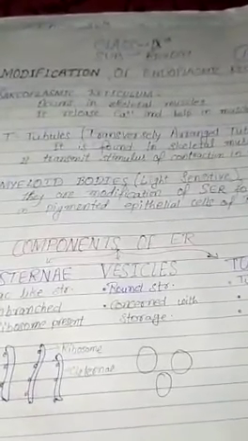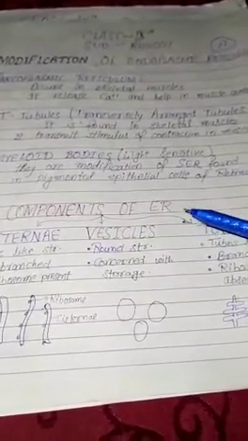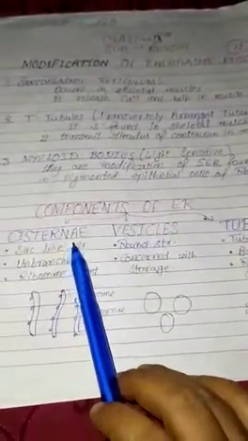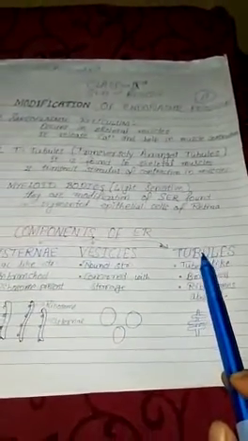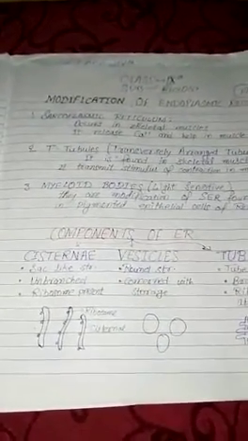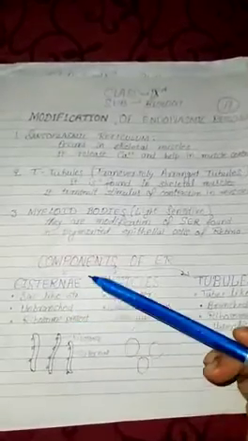Students, components means parts. So the endoplasmic reticulum consists of three parts: cisternae, vesicles and tubules. These are the three components of the endoplasmic reticulum. So one by one let's read it.